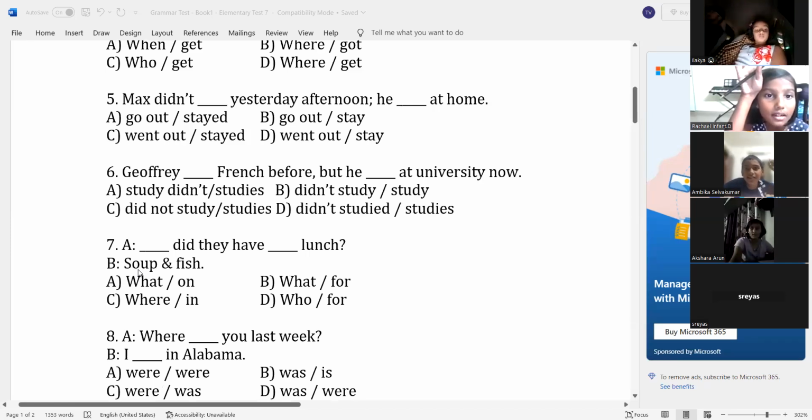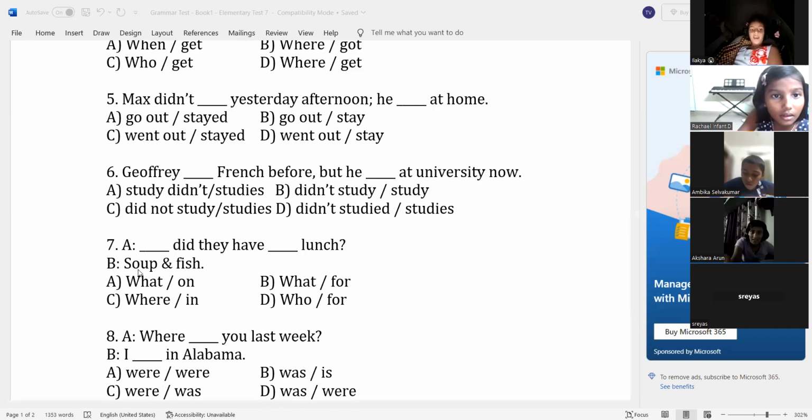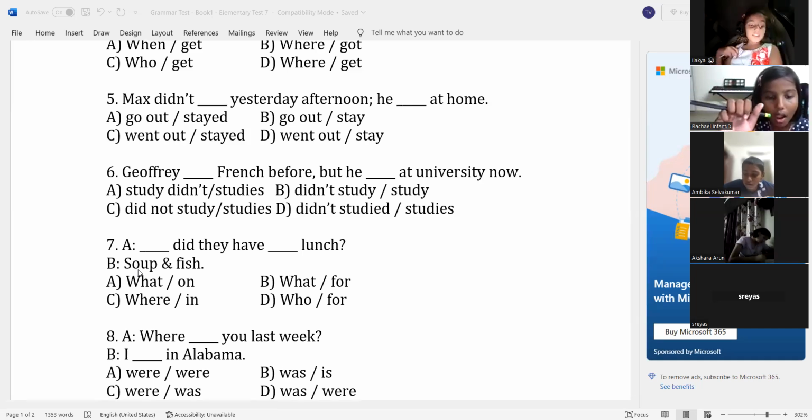Seven. Let's go with Sugan. Sugan, seven. What did they have for lunch? Very nice. B for boy. Boy is the answer. What did they have for lunch? So that's soup and fish. Superb. What did they have? Did plus have. That's how they are splitting it. All right.